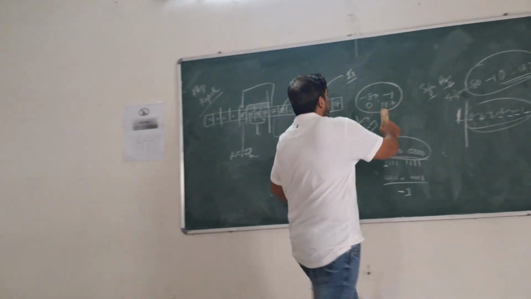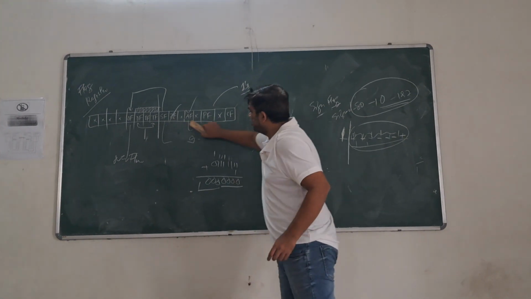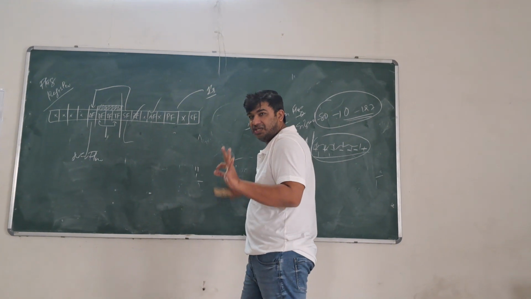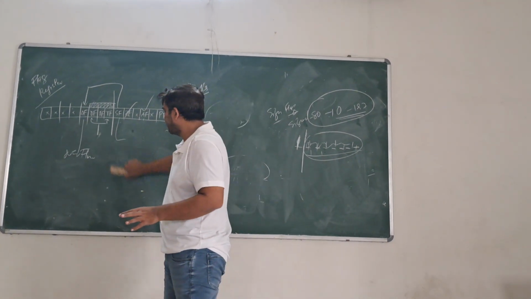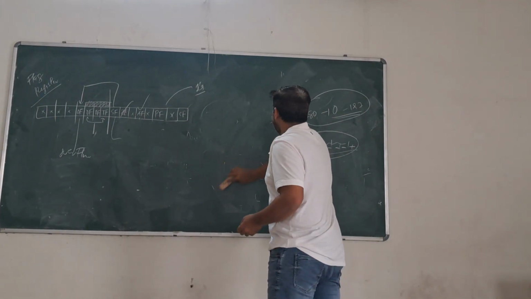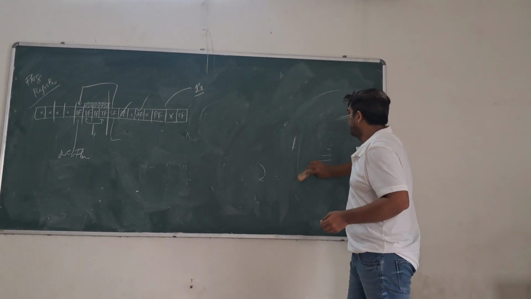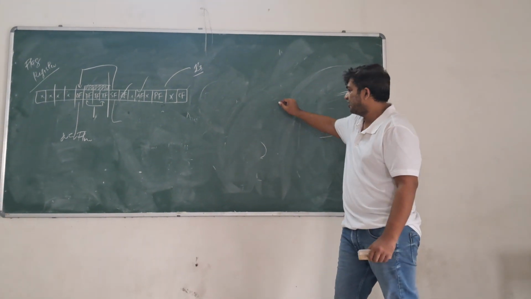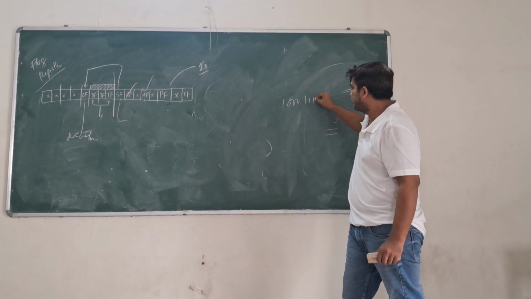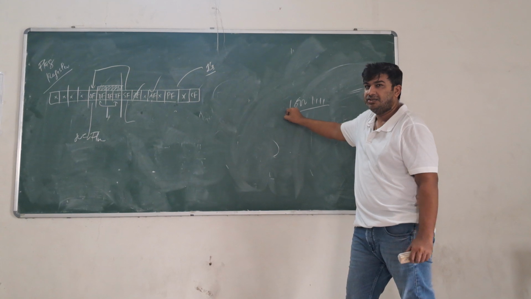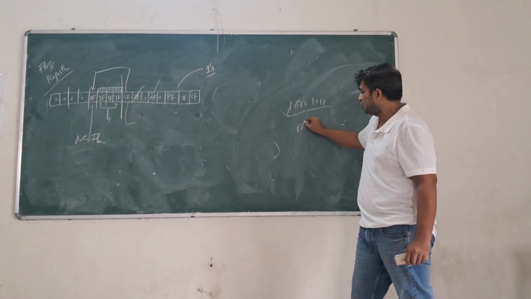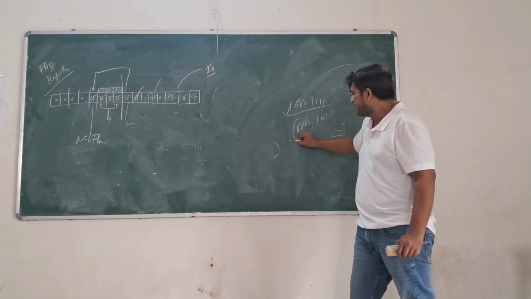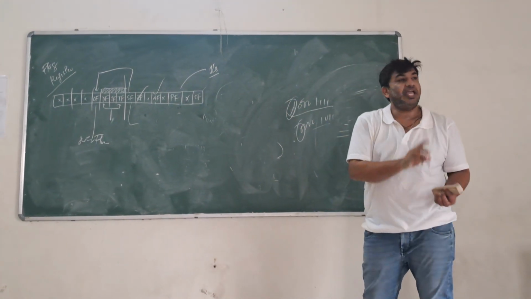Now, what does your sign flag contain? Sign flag contains simply the MSB. Keep in mind, what does the sign flag contain? MSB. Understand? Whatever is the value of the MSB, it is reflected in the sign flag. If my number is 1001111, what is the sign flag here? 1. For 00000011, what is my sign flag? 0. It simply reflects your MSB.